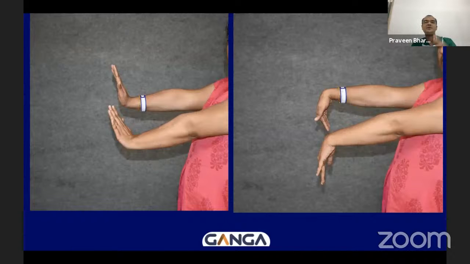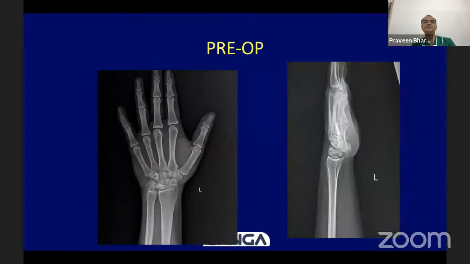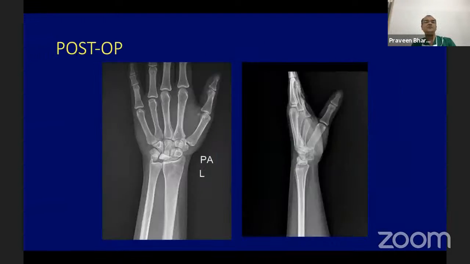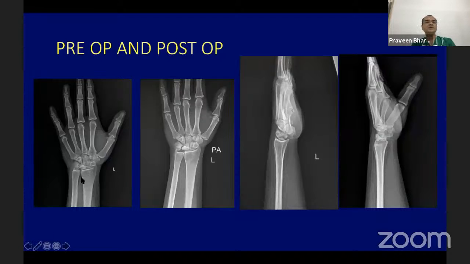This is the outcome at 1 year, but at 3 months the patient also had the same range of movement, because we have not opened the joint capsule and we have not interfered with any carpal bones. So naturally the range of movement is going to be very good. This is the pre-op X-ray of this patient, and this is the post-op X-ray. If you compare the two, in 1 year there is no change in the lunate as far as collapse is concerned. There is no further collapse. The scaphoid remains the same orientation.